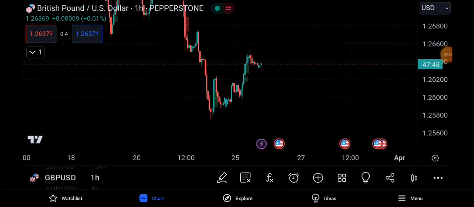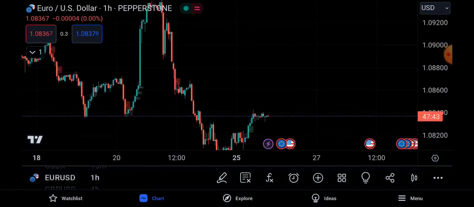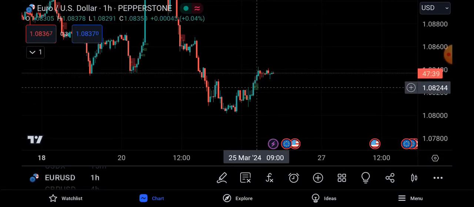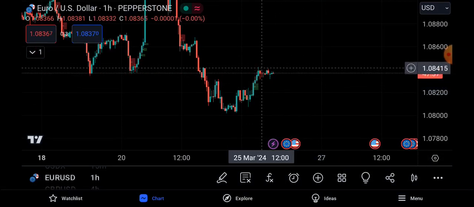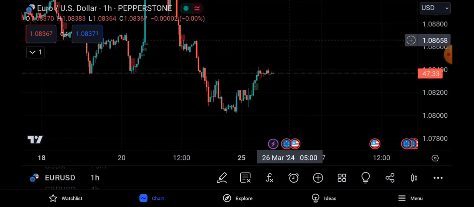For EU, we're sort of looking at the same thing really. Push down into this fair value gap right here, and then possibly take liquidity up here and sit within this order block right here, and then look for signs to sell.